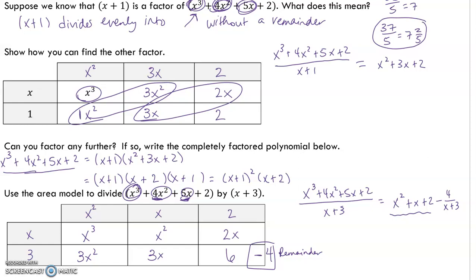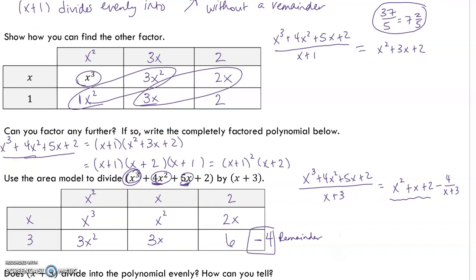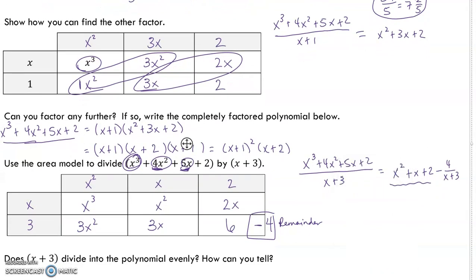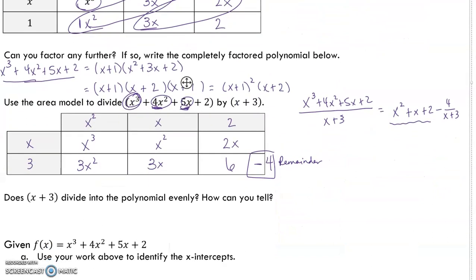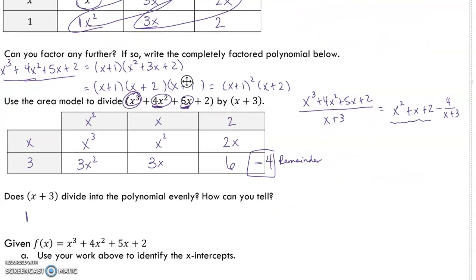My remainder is negative 4. And I get my remainder by whatever number I need to adjust my box here to make whatever is in this box match what I originally started with. Okay, so does x plus 3 divide evenly into the polynomial? No, it does not. There was a constant term of 6 and not 2.